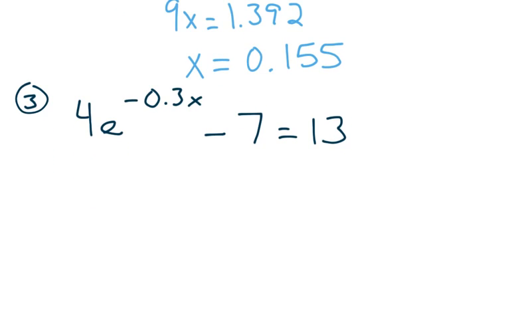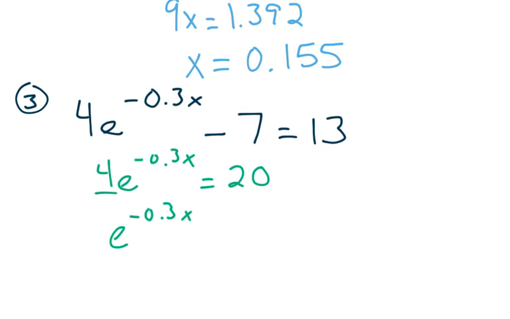So, first thing we need to do is get the base by itself: e to the negative 0.3x power. First, we need to get rid of the 7 by adding 7. So we'll have 4e to the negative 0.3x power. Add 7 to both sides. That gives us 20. Okay. Now get rid of the 4, so we'll divide both sides by 4. So we'll have e to the negative 0.3x power is equal to 20 divided by 4, which is 5. Now that we've got the base by itself, we need to get rid of it. We're going to do that by taking the logarithm of it.